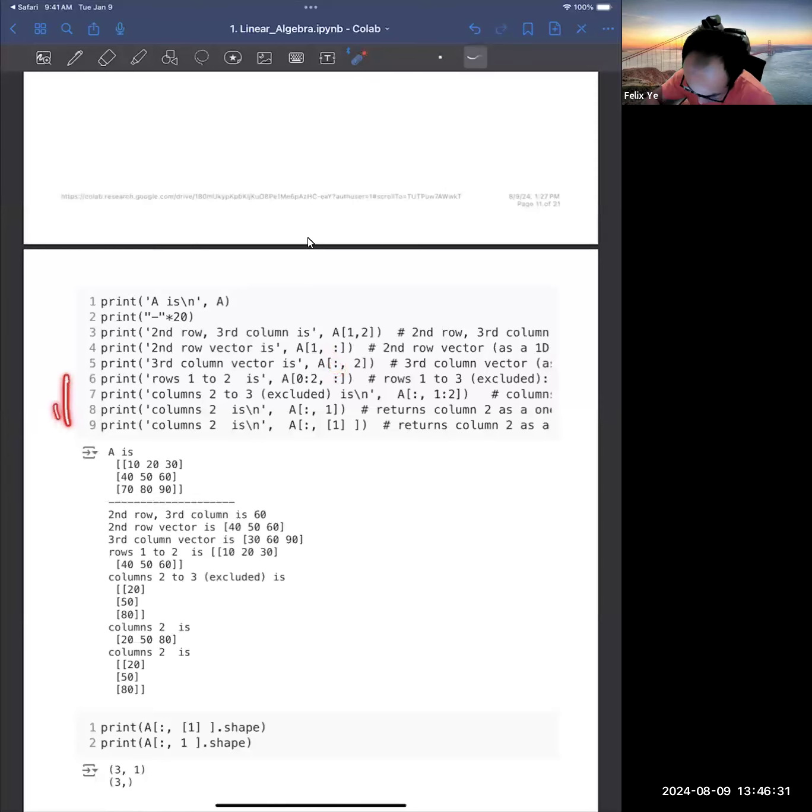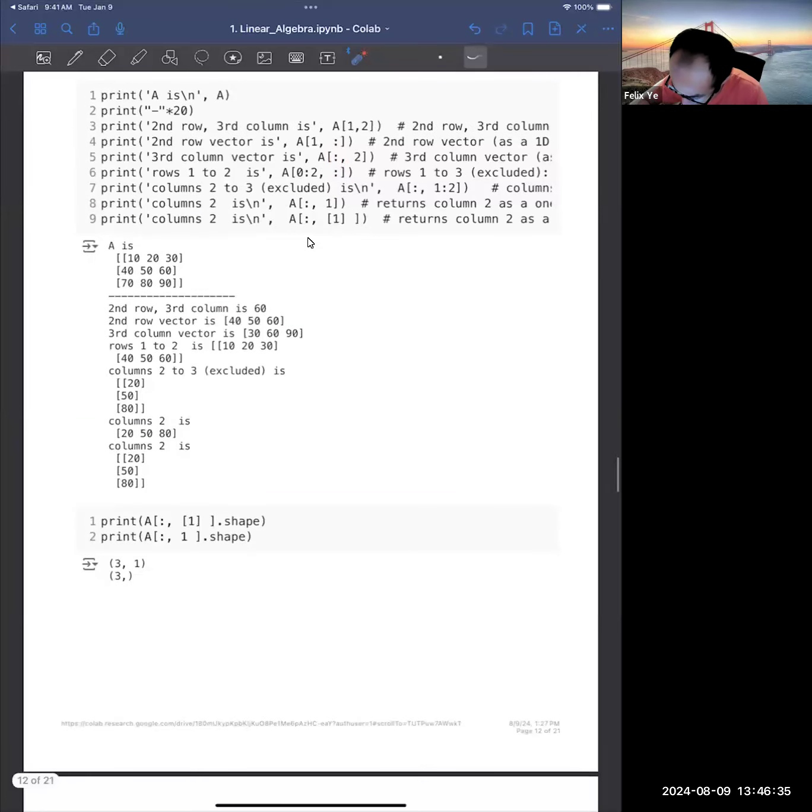You can do all of these things if you want. It's fairly straightforward, but there's one thing you have to be careful about. These two are actually different. This is column 2, which actually gives you a vector. But if you put 1 in brackets here, it treats this as a matrix.